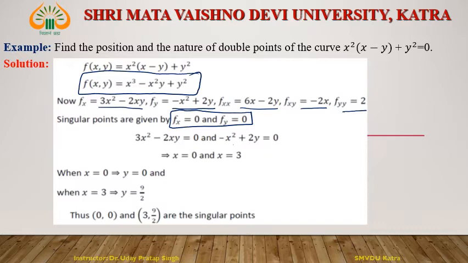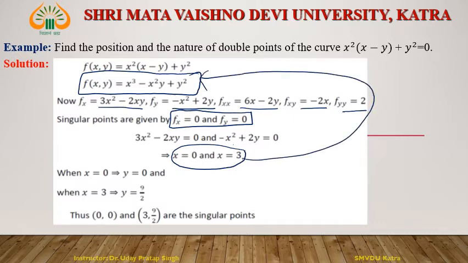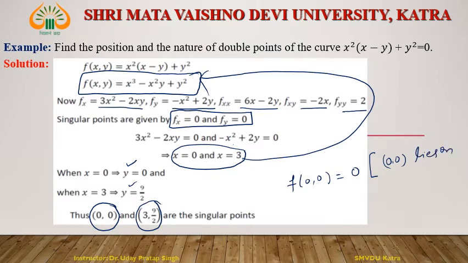After solving, we got x = 0 and x = 3. Putting these in the equation, we got y = 0 and y = 9/2. Then (0, 0) and (3, 9/2) are the singular points. But check whether these two points lie on the curve. First, what is f(0, 0)? f(0, 0) is obviously 0. It means the point (0, 0) lies on the curve.